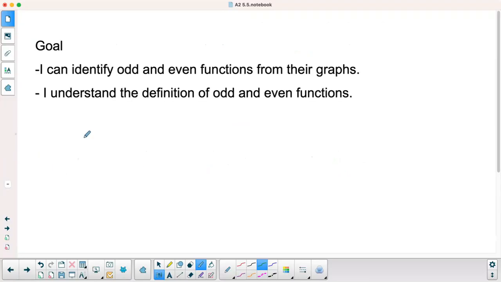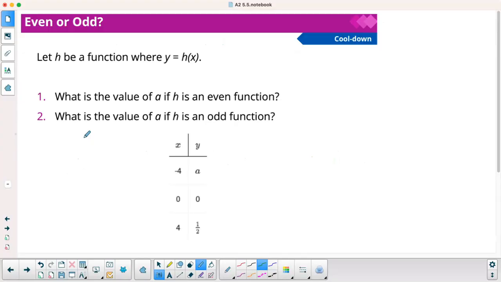All right, our goal: I can identify odd and even functions from their graphs. Did that in the card sort. I understand the definition of odd and even functions. Okay, hopefully you wrote those down earlier. Last thing is the cool down. What is the value of a if h is an even function?